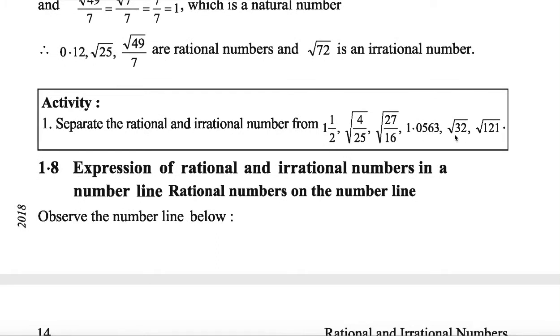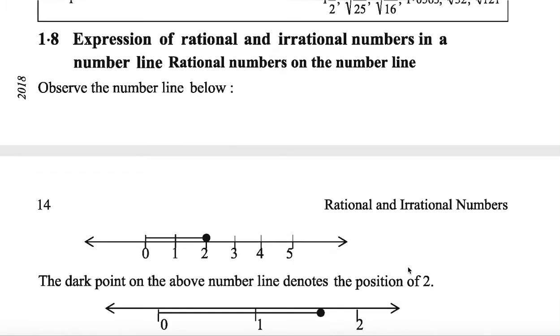You can separate here also as well. This is rational, this is rational. 27 by 16, denominator is a perfect square, but numerator is not a perfect square, so this is irrational. So this is an ended decimal, means rational. Okay, no problem. Root 32, not a perfect square, so irrational. Root 121, perfect square, so rational. Like that you can proceed.